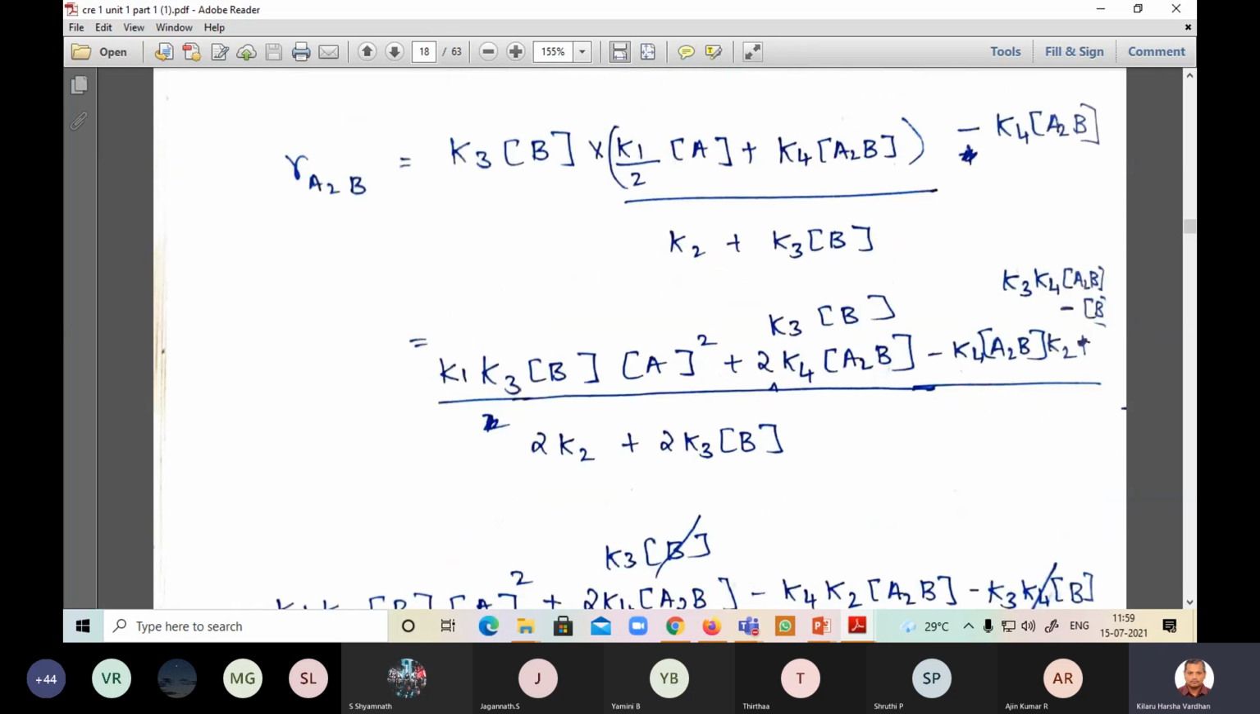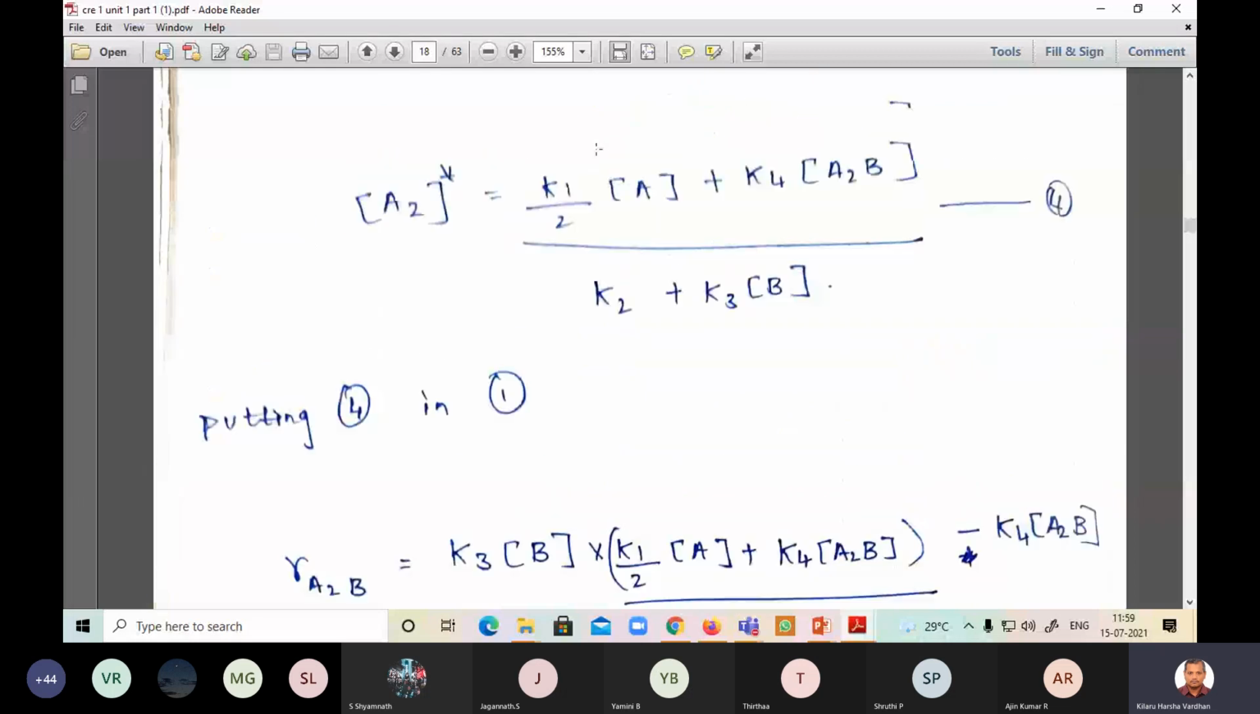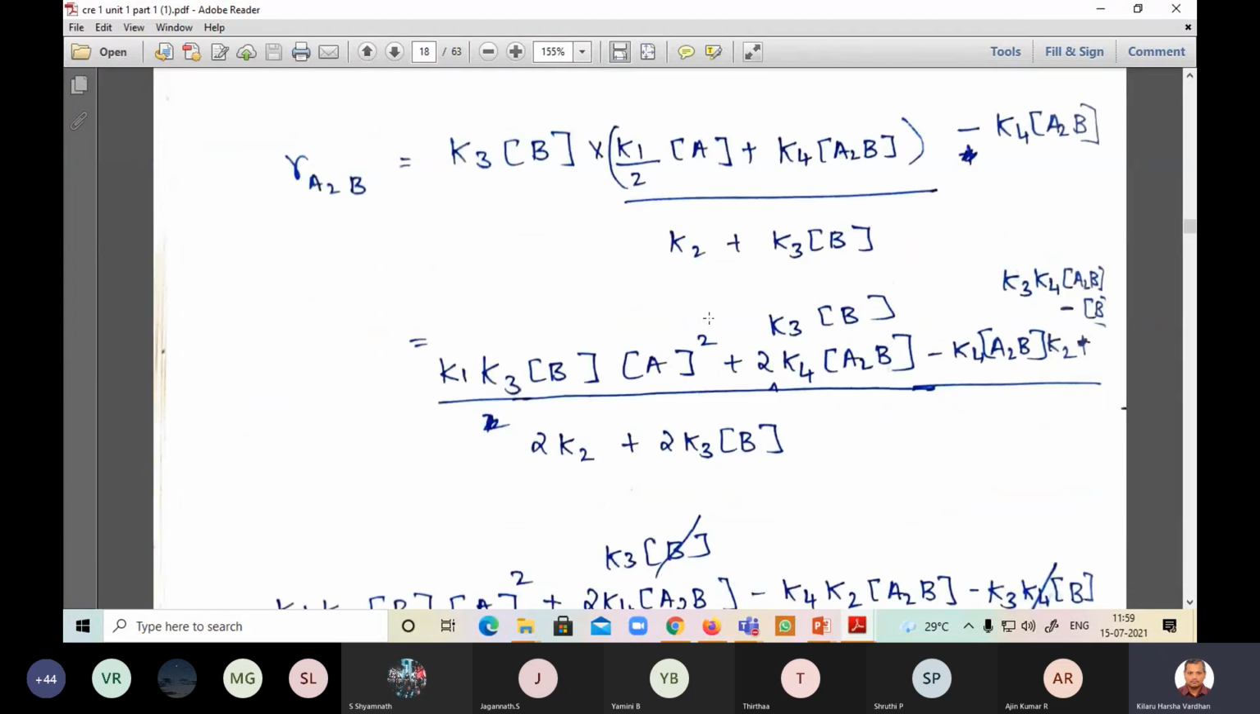Now you see, I am cross multiplying here. This K3 B I am multiplying with both terms. So if I multiply the first one, K3 K1 by 2, A square B is there. She missed it here, but the square is there. Plus 2 times, because here again she is cross multiplying since there is 2 here, so 2 times K4 into K3 B minus again K4 A2B into K2 plus K3 B.